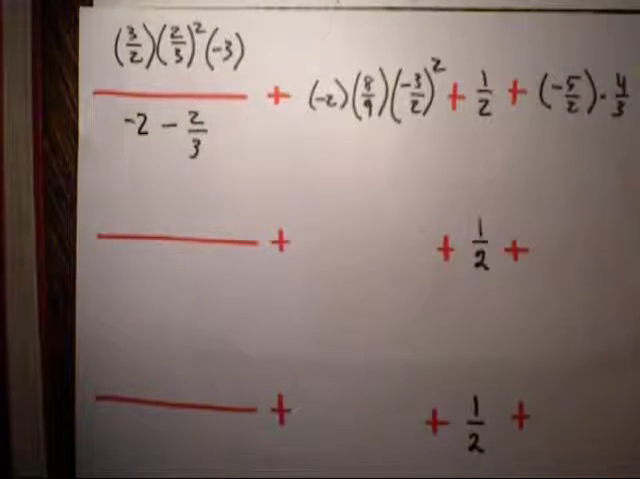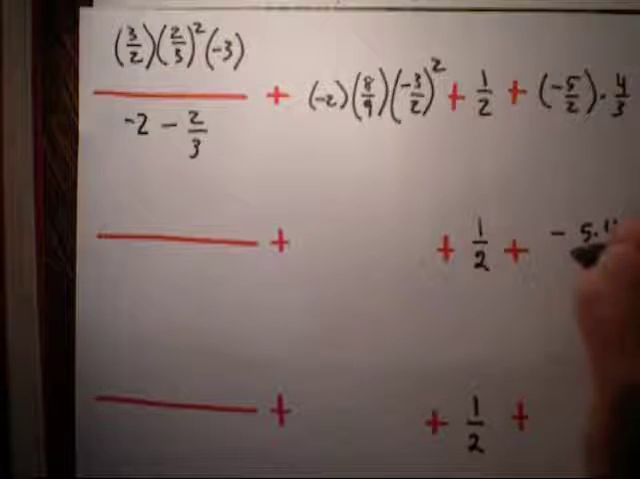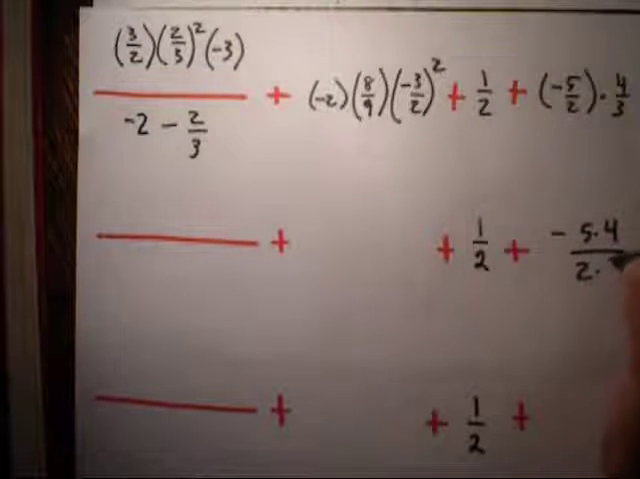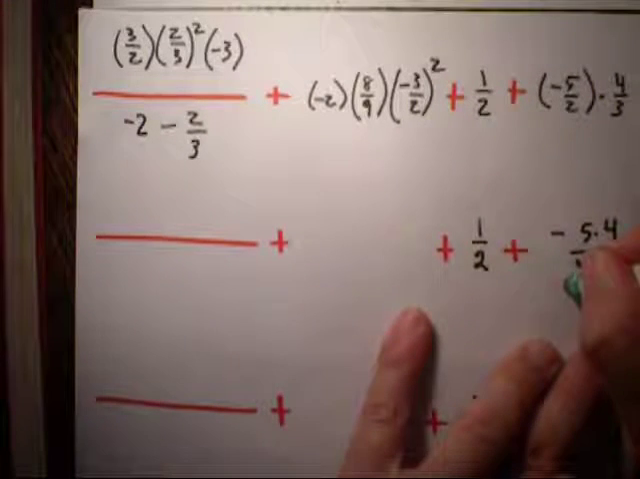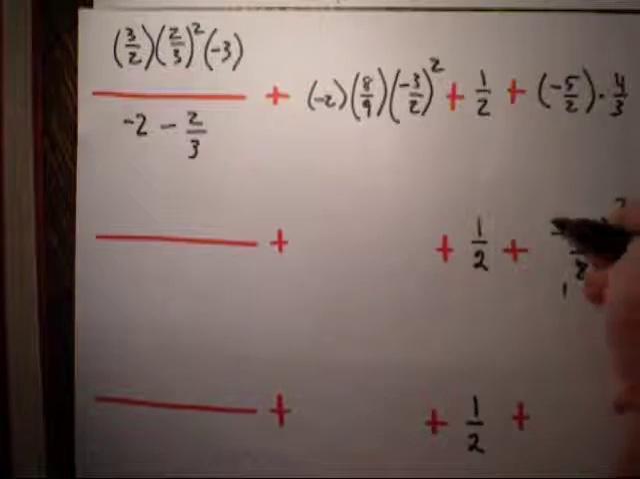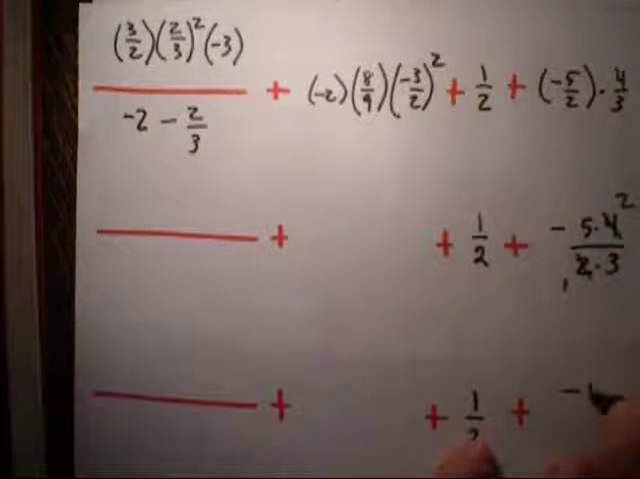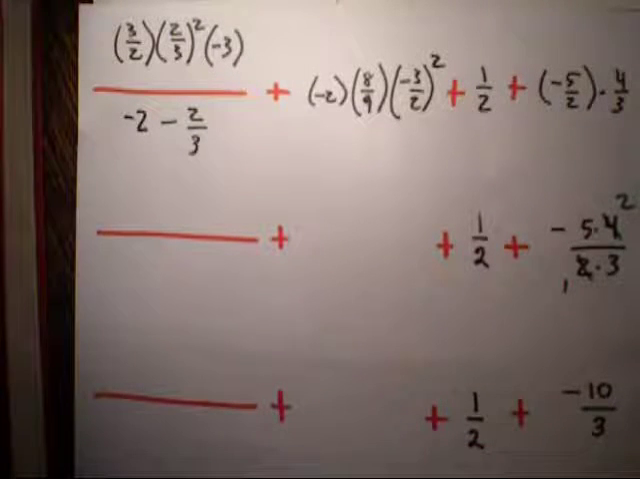Let's do this one. Negative times positive, negative. Multiply the factors on the bottom, factors on the top. Look for things in common. 2 goes into 2, 2 goes into 4. Negative 10 on the top, and 3 on the bottom.